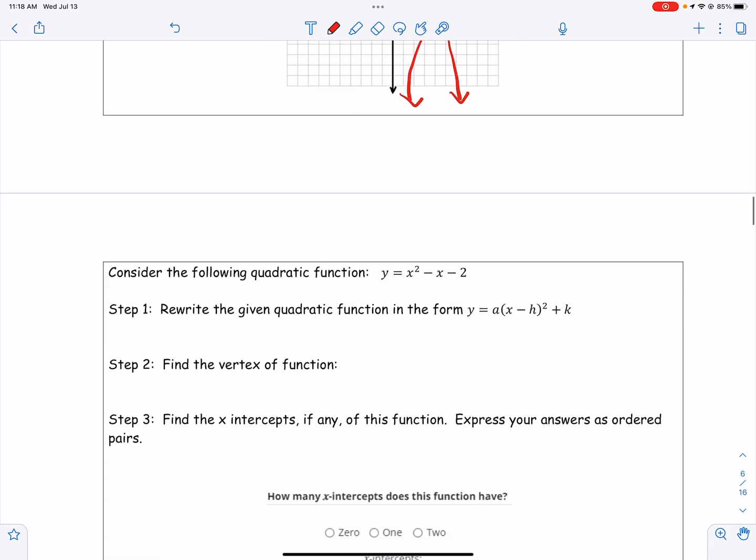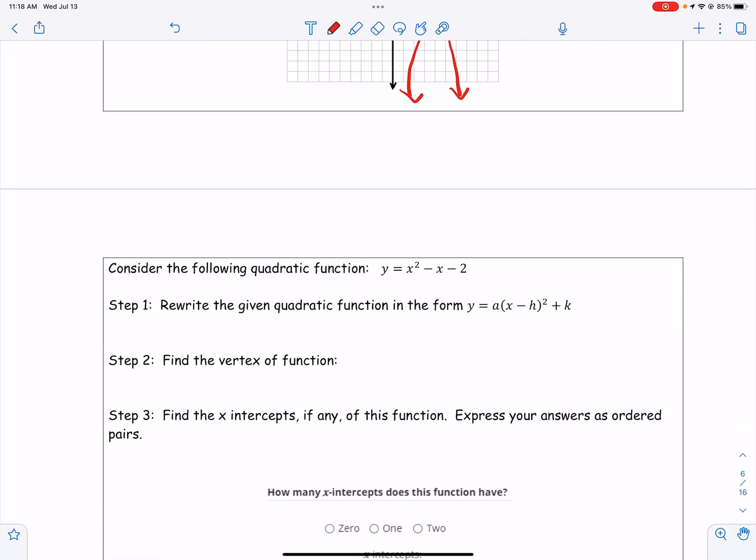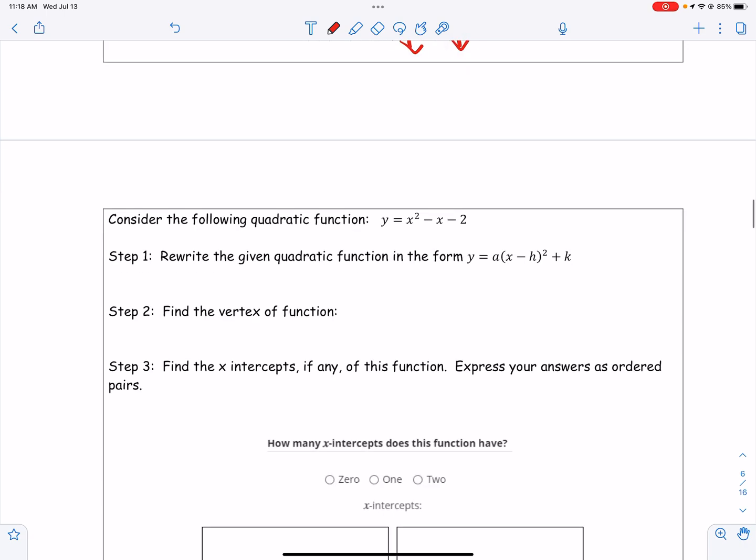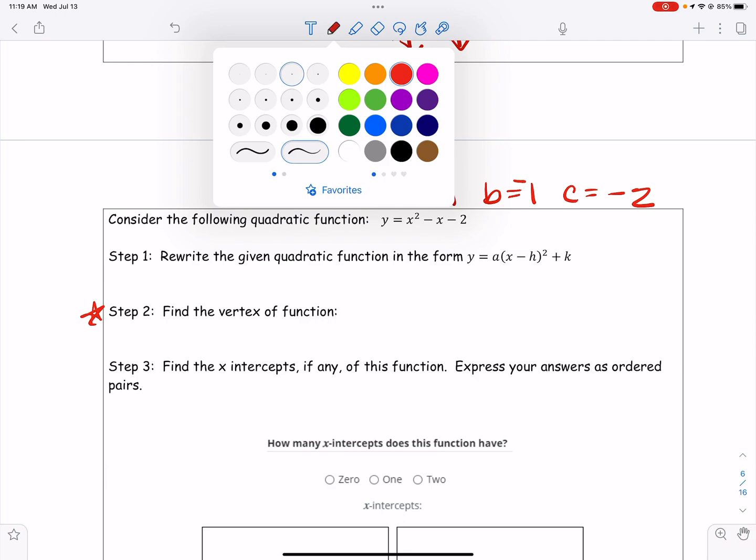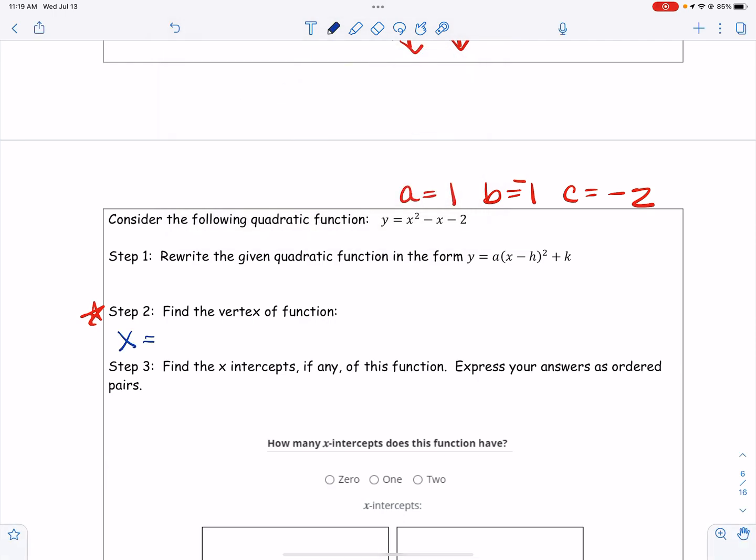Okay? All right, so let's try this one. This one is a positive, so I know the A is positive. It's going to open up. So I'm actually going to find the vertex first. So I'm going to list A is 1, B is -1, and C is -2. So to find the X coordinate, X is the opposite of B over 2 times A.